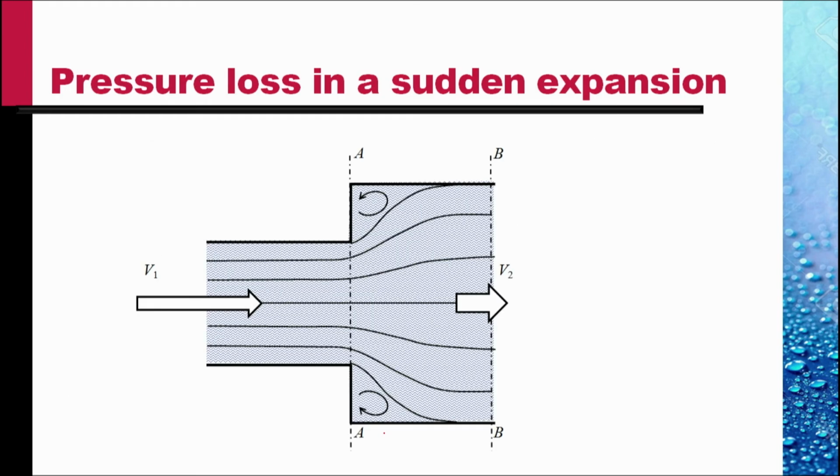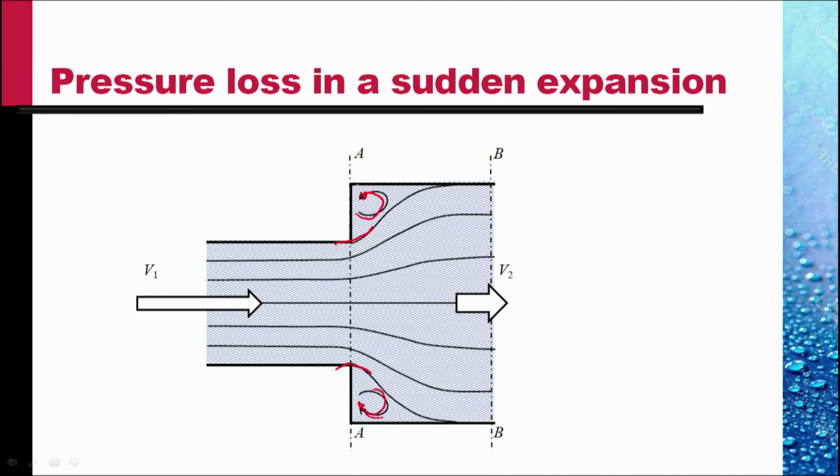Let's do one more example. In this example, we try to find out the pressure loss in a sudden expansion. We discussed in an earlier lecture that as a liquid flows in a pipeline with a sudden expansion of the diameter of the pipe, the flow separates at these locations and the eddy is trapped in this dead water region, an annular dead water region.